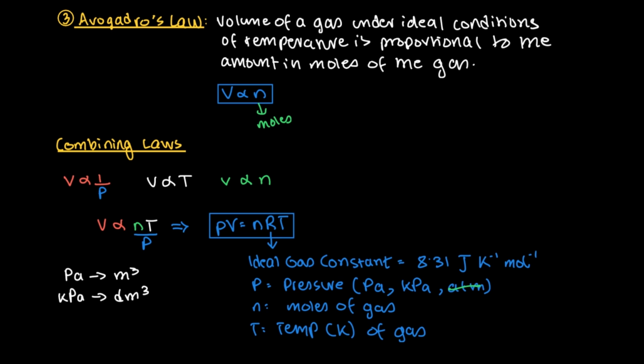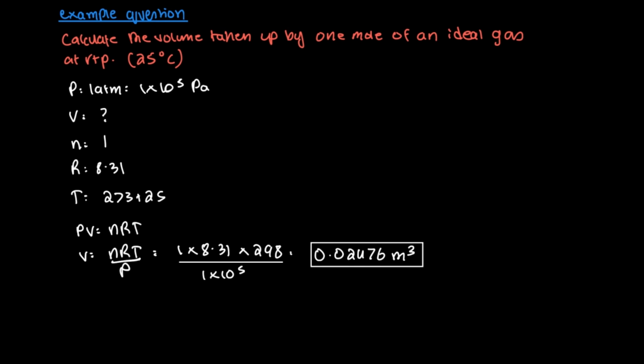So in questions, when they give you the pressure in pascals, you're going to take the volume in meter cube. And if they give you the pressure in kilopascals, you're going to use the volume in dm cube. Now, this is something that's very important and it's tested quite frequently, so it's important to remember to convert.